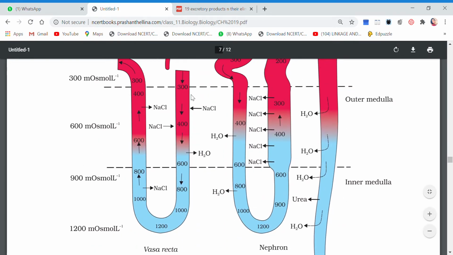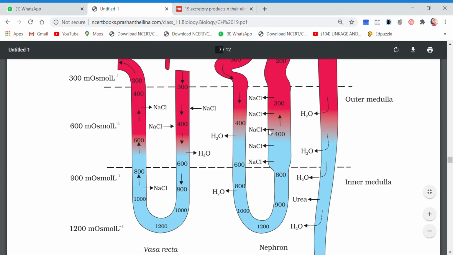Now this NaCl, which was given to the descending limb, is transported, and as soon as it reaches the ascending limb of vasa recta, this is the ascending limb of vasa recta. Now you see, this NaCl is transported back where? To the interstitial fluid of the medulla.